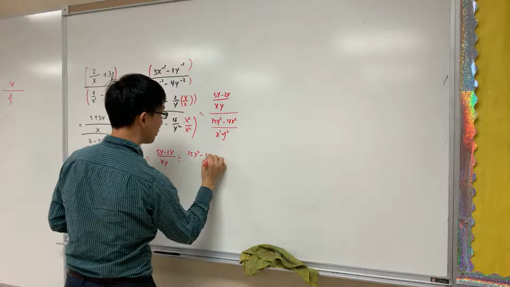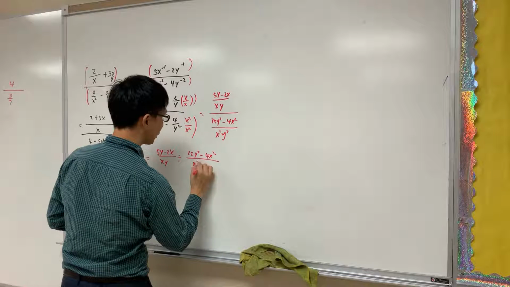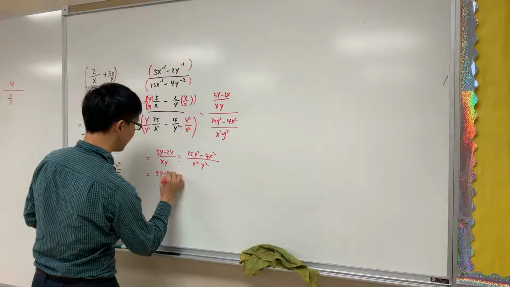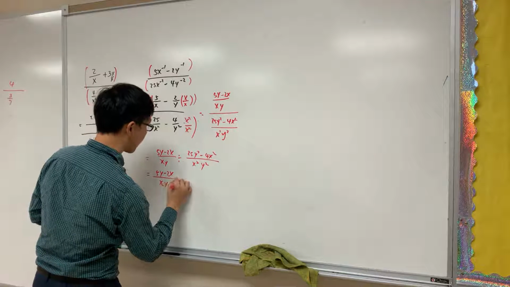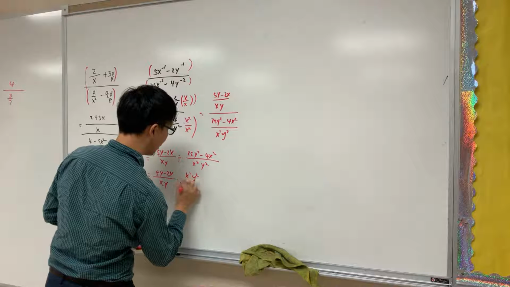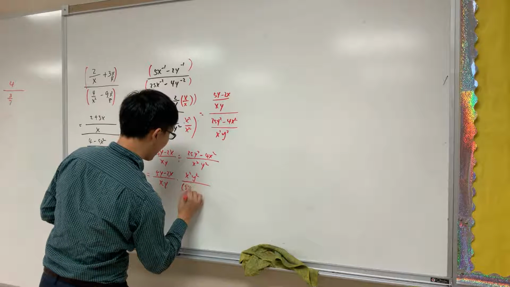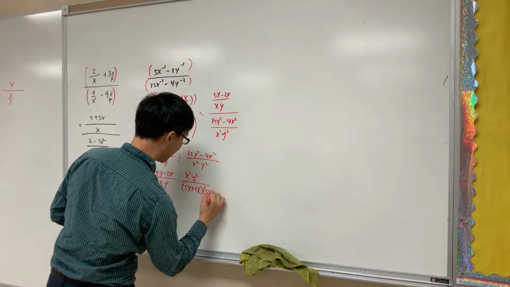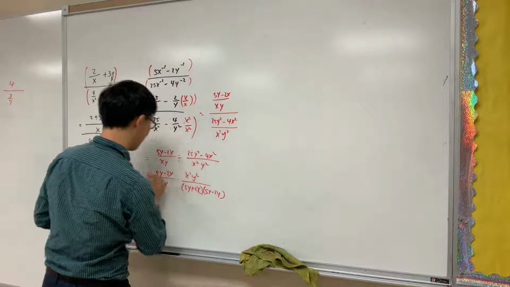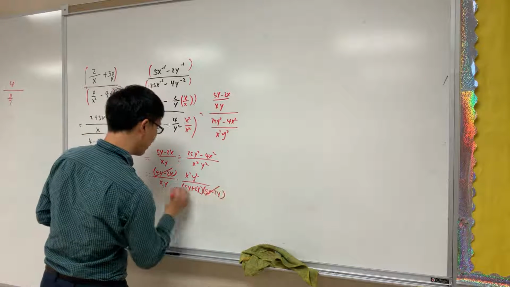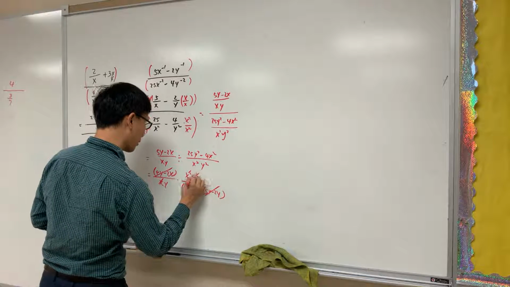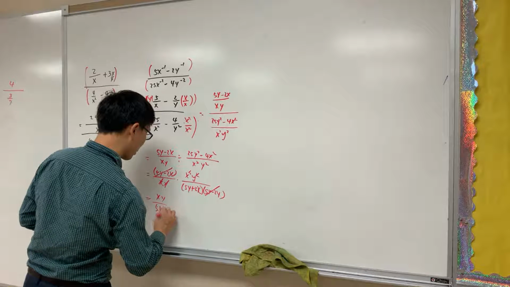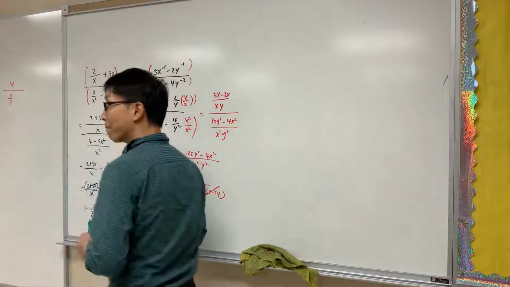I usually skip this step, but I don't want to skip it on a video, so I'm going to rewrite it out. Times x squared y squared over 5y plus 2x. Again, difference of squares for the 50,000th time. This simplifies, 1 over 2 simplifies, 1 over 2 simplifies, so you're left with xy over 5y plus 2x. Okay.